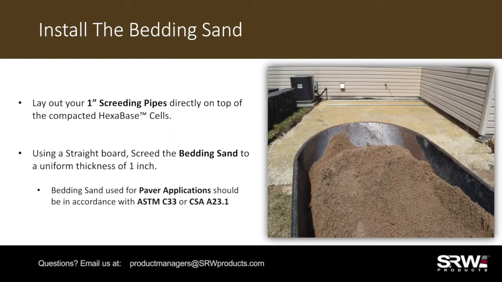Now we install the bedding sand in the same way we would with a traditional install. Lay out your 1-inch screed pipes directly on top of the HexaBase cells, and using a straight board or similar, screed the bedding sand to a uniform thickness of 1 inch using the pipes as your guide. As recommended by ICPI, the bedding sand used for paver applications should be in accordance with ASTM C33 or CSA A23.1 specification.